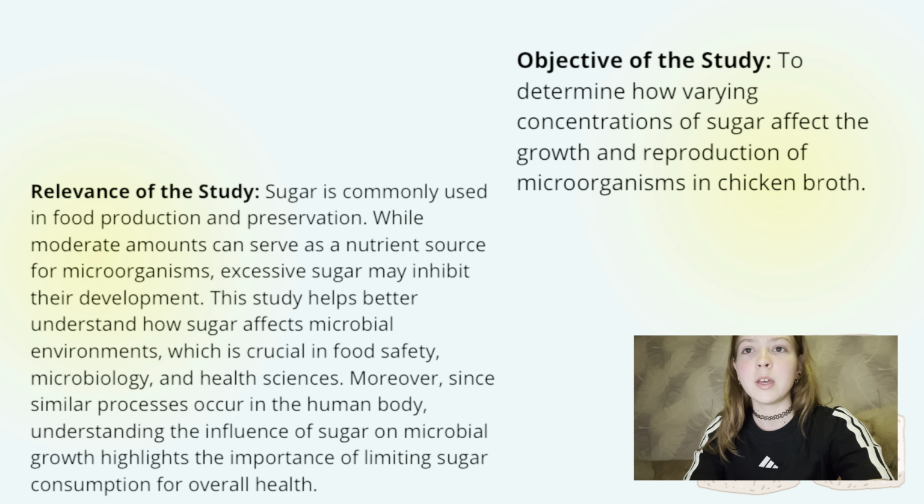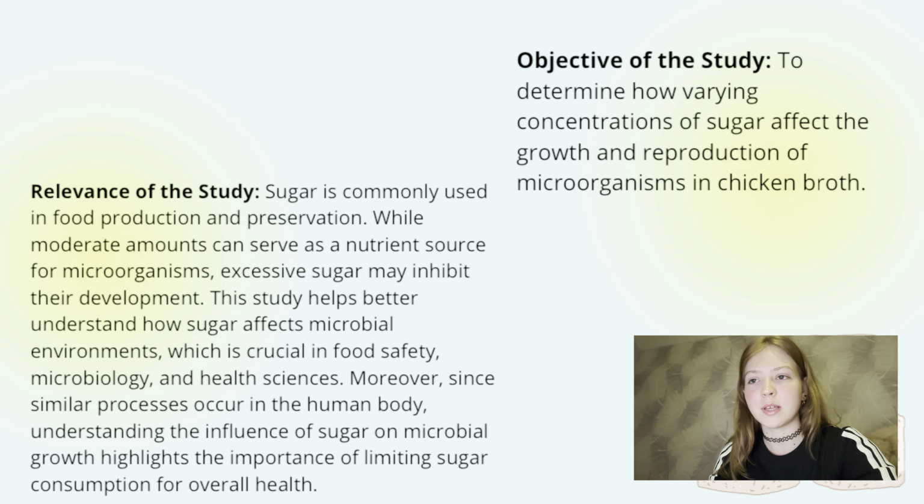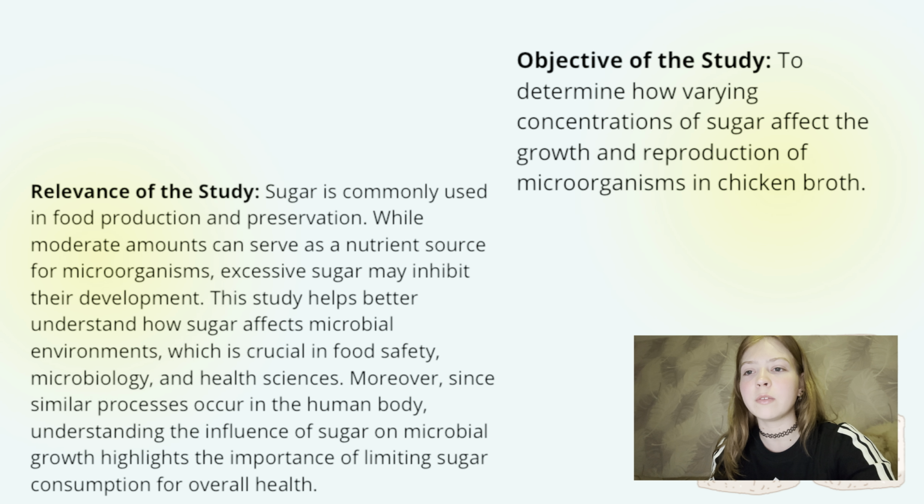Objective of the study: to determine how varying concentrations of sugar affect the growth and reproduction of microorganisms in chicken broth. Relevance of the study: sugar is commonly used in food production and preservation, while moderate amounts can serve as a nutrient source for microorganisms. Excessive sugar may inhibit their development. This study helps better understand how sugar affects microbial environments, which is crucial in food safety, microbiology, and health sciences. Moreover, since similar processes occur in the human body, understanding the influence of sugar on microbial growth highlights the importance of limiting sugar consumption for overall health.